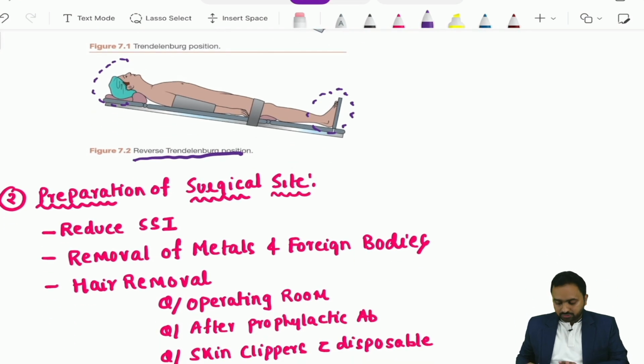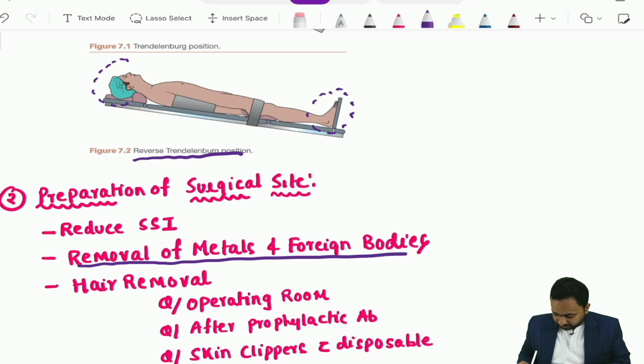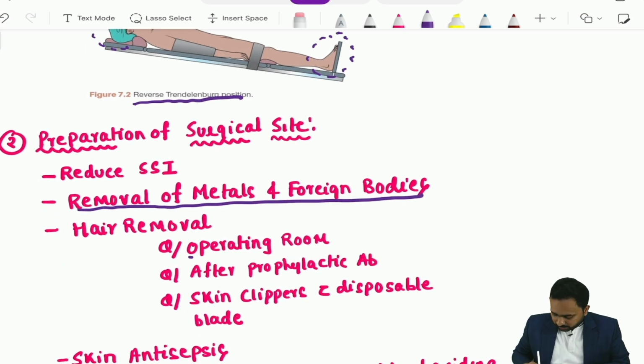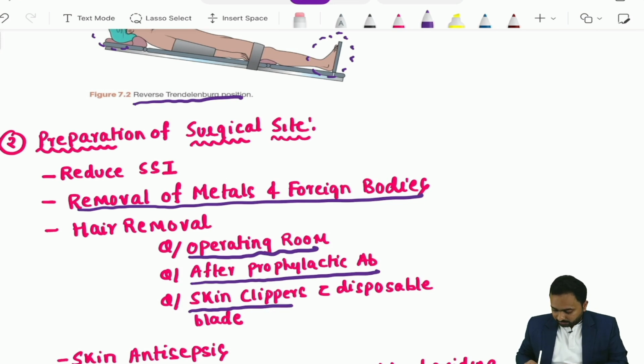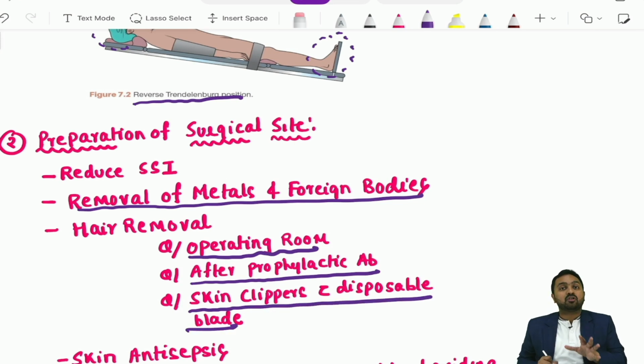Now it includes your removal of metals and any foreign bodies. Now hair removal. Where should it be performed? It should be performed at your operating room. When should it be performed? It should be performed after your prophylactic antibiotic is given to the patient. And how should it be performed? It should be performed with the help of your skin clippers with disposable blade.